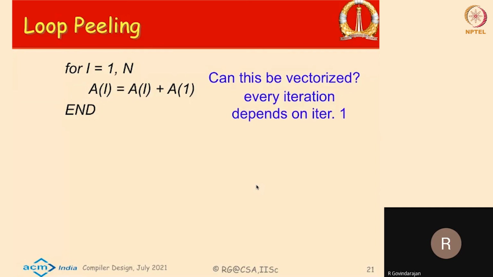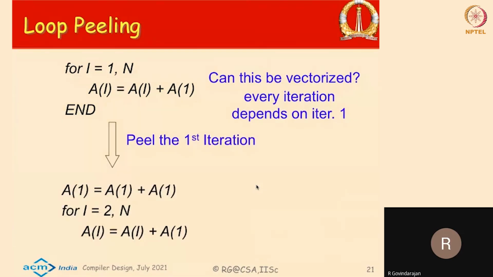We can peel the first iteration of the loop and rewrite this program in the following way, where A1 is written outside of the loop, A1 is equal to A1 plus A1, and then the loop only goes from 2 to n. Now you see you're getting exactly what Aditya was saying: in every iteration you are adding one value, A1, which was defined outside of the loop. Therefore the different iterations of the loop are independent of each other. There is no dependence between them, and therefore they can be executed in parallel.